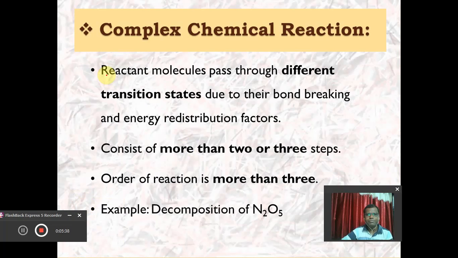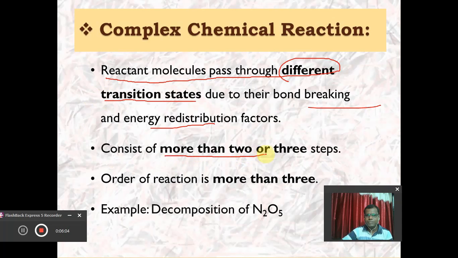Complex reactions are reactions in which reactant molecules pass through various transition states. These reactions involve a number of transition states due to bond breaking and the energy distribution factor, so the number of transition states will be different in this type of reaction. Again, these reactions consist of more than two or three steps. The number of steps is greater as more reactants are involved, and those reactants are also responsible for deciding the rate of reaction.